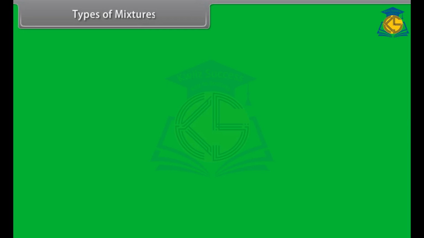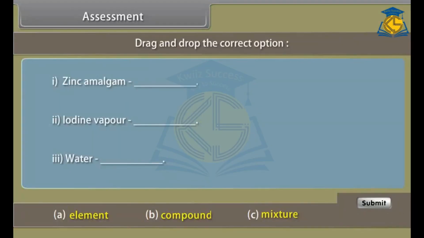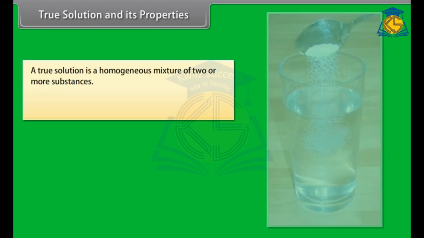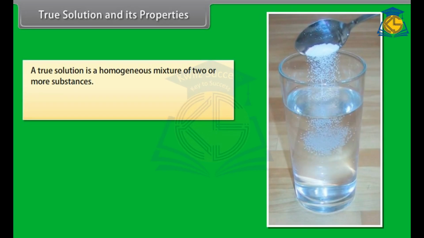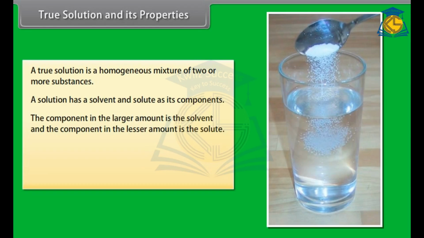Types of mixtures. Before proceeding further, let us know how much you have learned. Drag and drop the correct option. True solution and its properties. A true solution is a homogeneous mixture of two or more substances. A solution has a solvent and solute as its components. The component in the larger amount is the solvent and the component in the lesser amount is the solute.